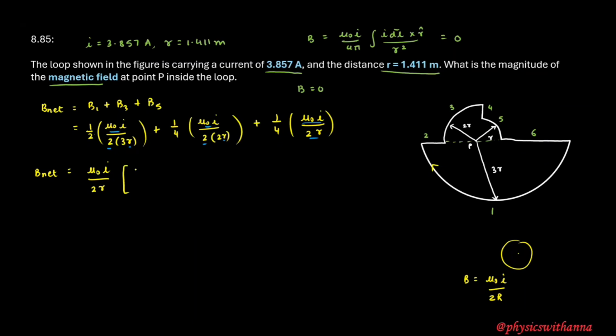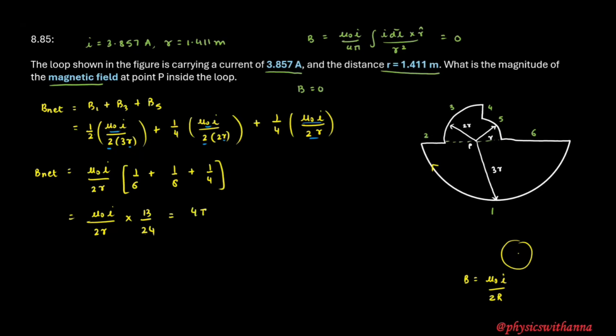Half times 3 will give you 1 over 6, plus 4 times 2 will give you 1 over 8, plus 1 over 4. And when you simplify this, you get mu naught I over 2R times 13 over 24. Now substitute the values to solve for this.